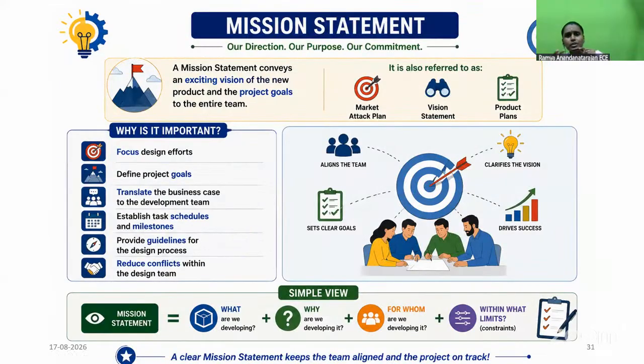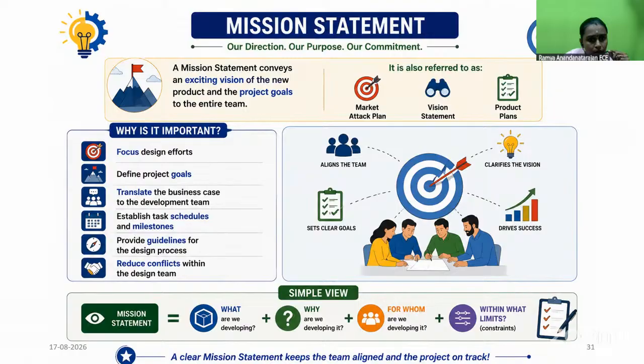So after questioning, you form the mission statement. So what is the mission statement? It gives the right direction or purpose and commitment. So a mission statement conveys an exciting vision of the new product and project goals to the entire team. See, when we work as a team, every person may not be able to communicate with each other properly. So they may get deviated from the goal. For this reason, we have to fix a mission statement first.